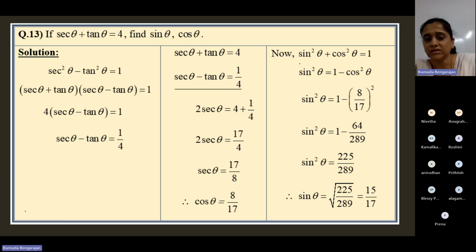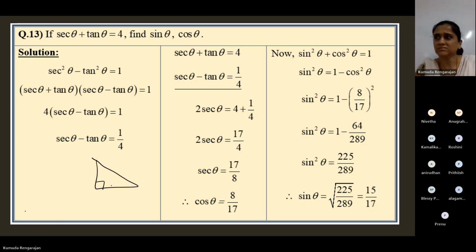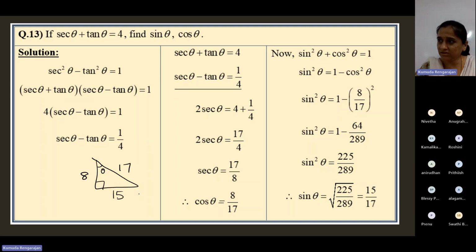So we know this identity, or you can use a triangle. Okay, how do we use a triangle? If you mark this as theta, cos theta is 8/17. So adjacent by hypotenuse. By Pythagoras theorem, this is 15, right? So what's the value of sin theta? Sin theta is opposite by hypotenuse. So 15/17. So you can do it like this also.